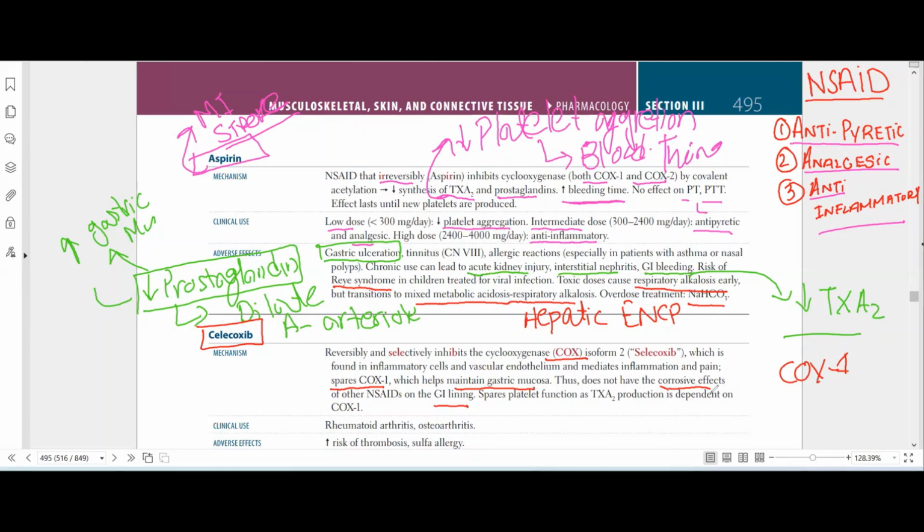But it inhibits COX-2 and not the platelets' COX-1, so it leads to increased thromboxane formation, which leads to thrombus formation. So it leads to an increased risk of thrombosis. So it is contraindicated in MI. It also leads to sulfa allergy. It is used in rheumatoid arthritis and osteoarthritis.